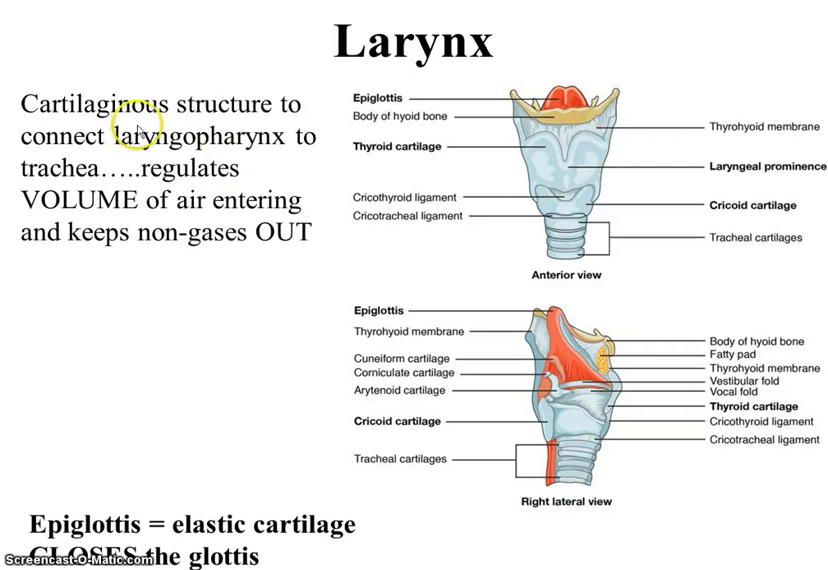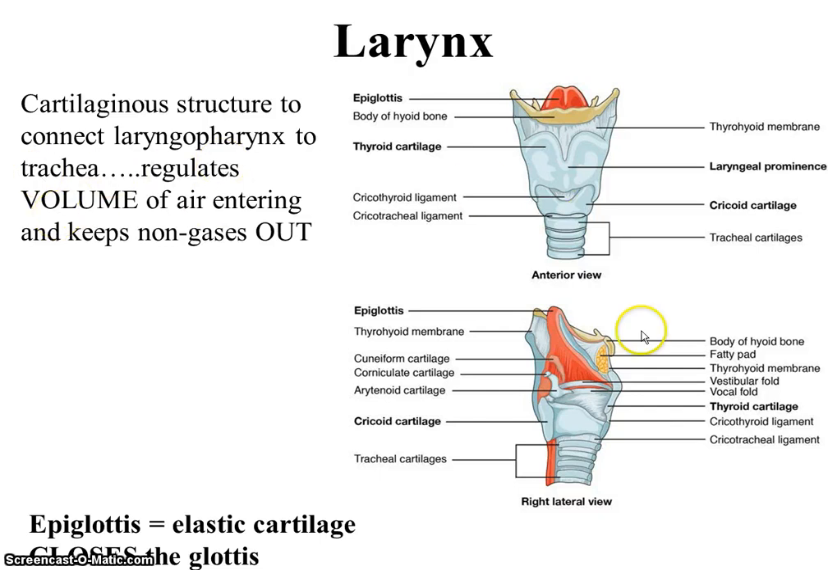So this cartilaginous structure connects the laryngopharynx to the trachea, all right? It regulates the volume of air entering and keeps non-gases out. So, right, the idea is no liquid or solids should go down the trachea. And this epiglottis is a huge protector of that, right?